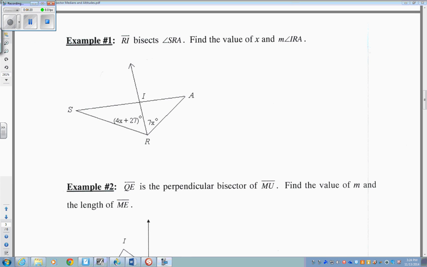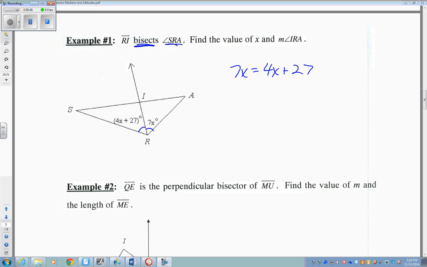It bisects the angle. So right here, because it's being bisected, I'm going to just add the arcs to show that those two parts are congruent halves. So because it's being bisected, we can find the value of x and the measure of angle IRA by setting up an equation with that relationship. Yep, 7x equals 4x plus 27. So now we can solve for x.